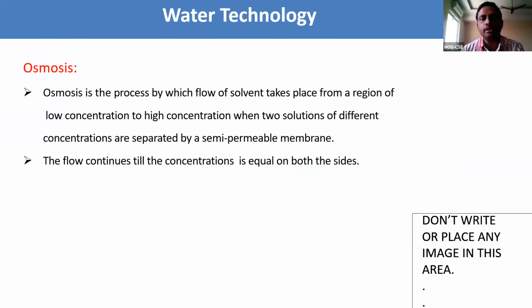What actually is osmosis? Osmosis is a process by which flow of solvent takes place from a region of low concentration to high concentration, when two solutions of different concentrations are separated by a semi-permeable membrane. The flow continues till the concentration is equal on both sides.